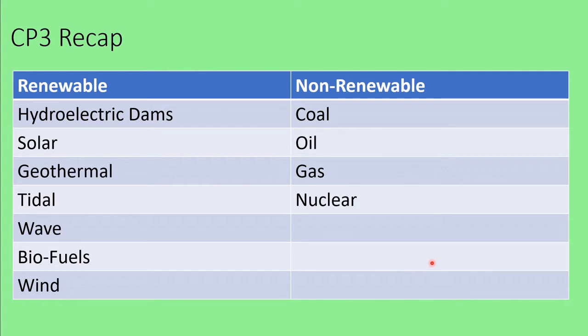So a quick key recap from CP3. You should know the difference between a renewable power source and a non-renewable power source. In case you're a little confused, a renewable power source is one that we can keep using forever. Its source isn't going to run out. Whereas a non-renewable resource comes from things that will eventually run out. So things like coal, oil, and gas, that we only have a limited amount of each of those. And we're going to focus on this one today, on nuclear energy. Where do we get nuclear energy from, and why do we class it as a non-renewable?